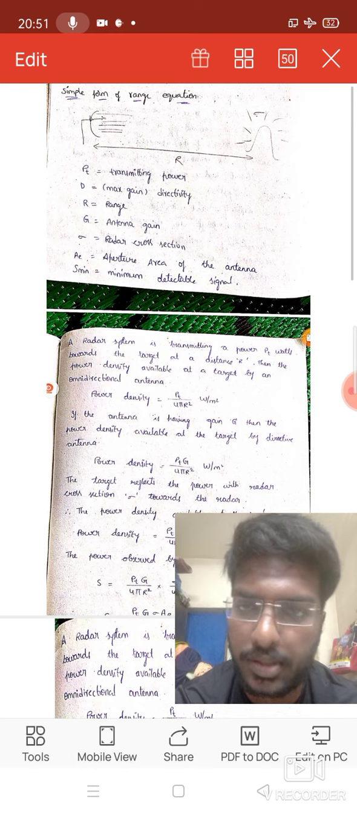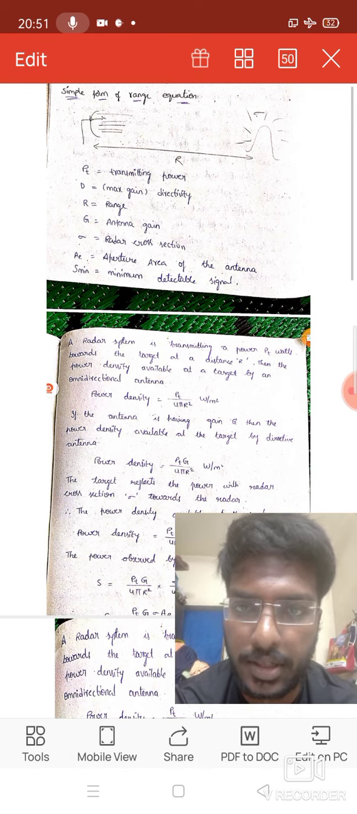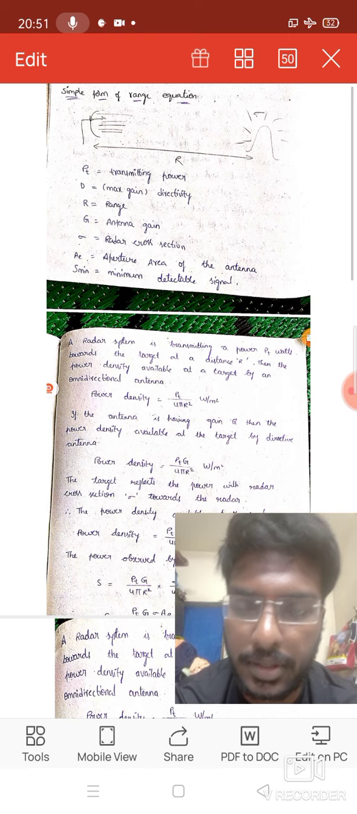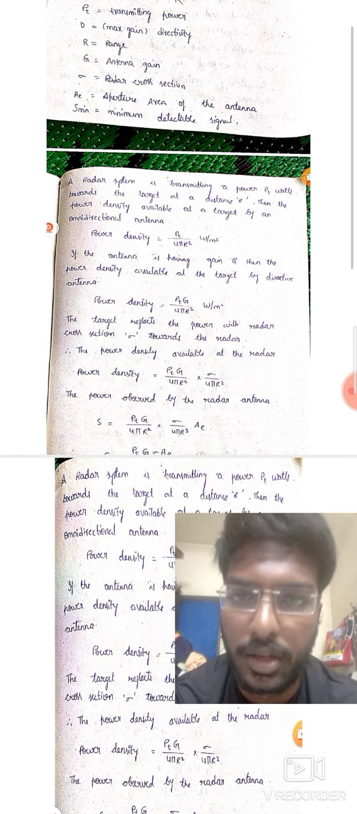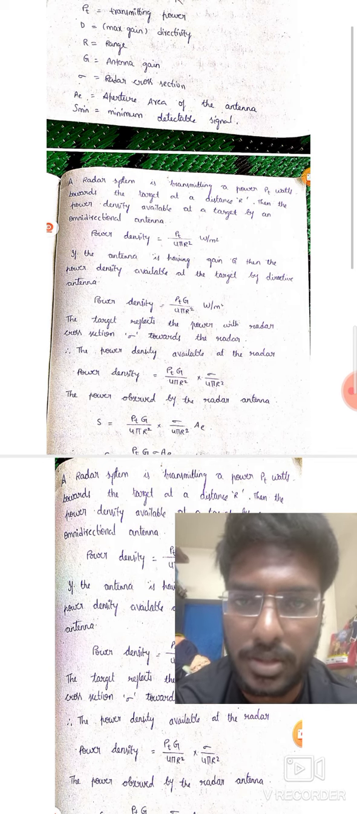Today I want to discuss the simple form of the radar equation and the advantages of radar transmission. First of all, Pt is the transmitter power, D is the directivity, R is the range, G is the antenna gain, and sigma is the radar cross section area. A is the aperture area of the antenna, and S minimum is the minimum detectable signal.